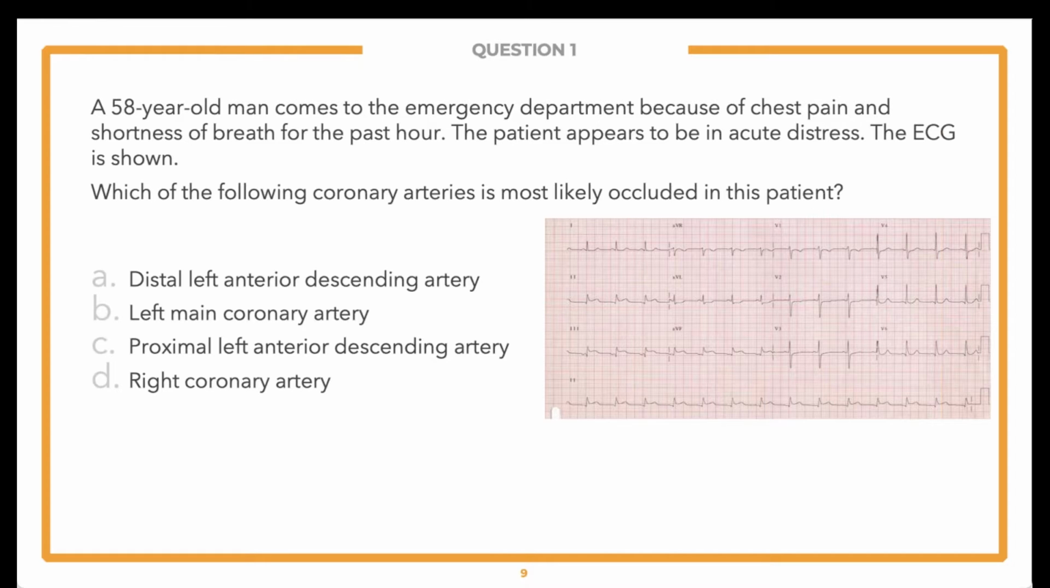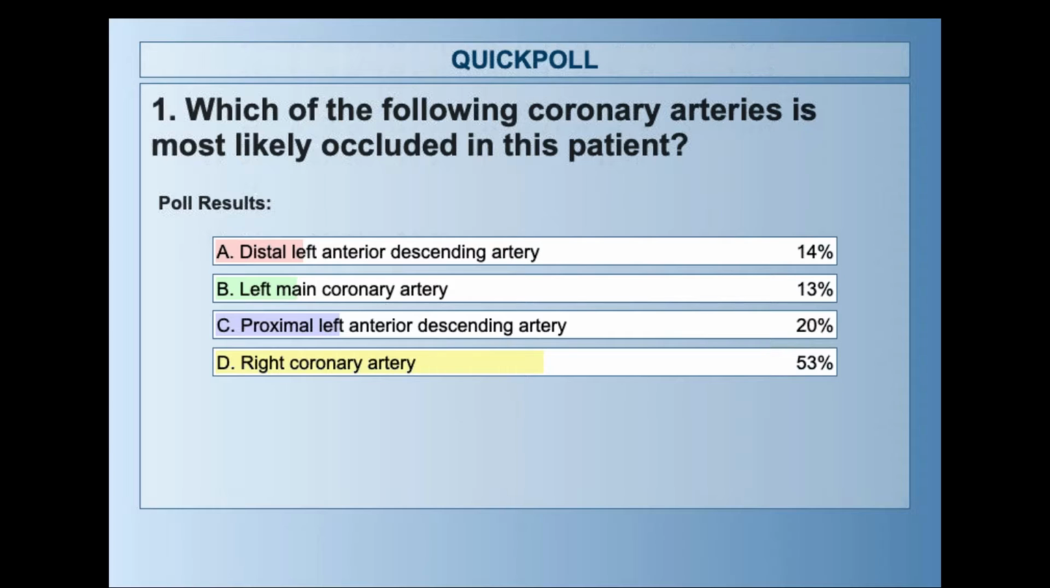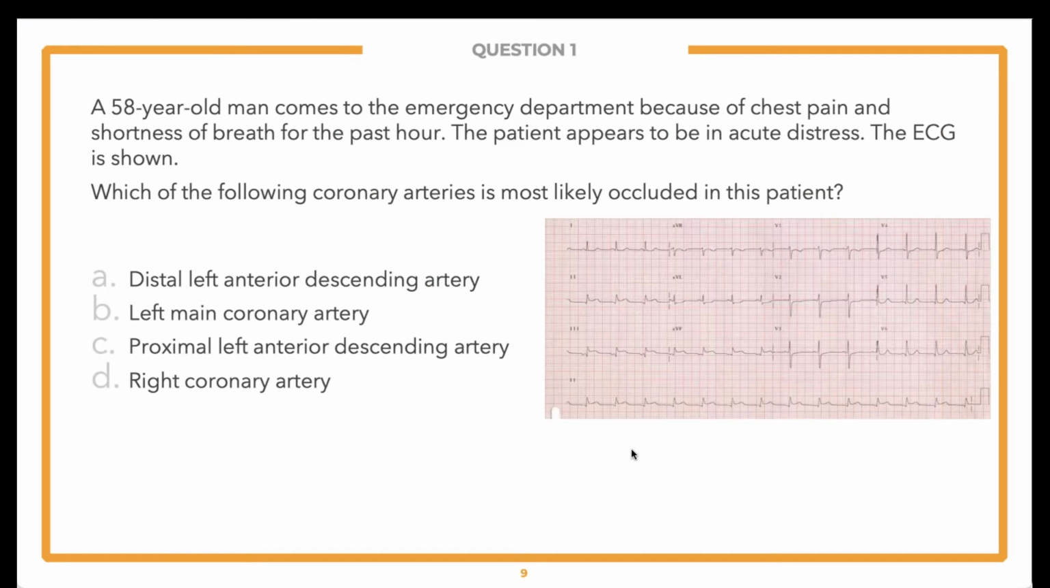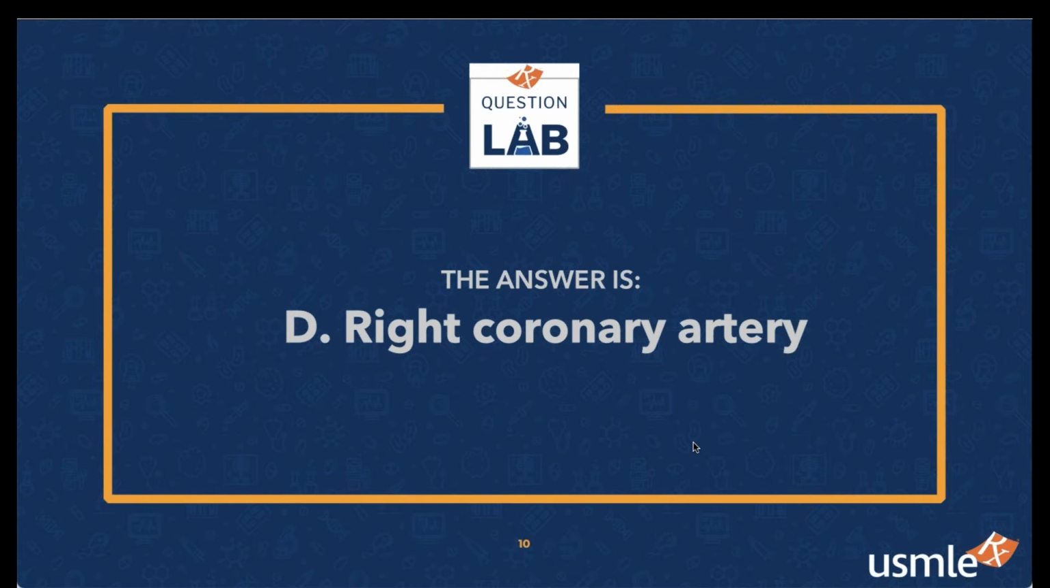Okay, so right out of the gate, over 50% of you went with answer choice D, the right coronary artery. About 20% of you went with the proximal left anterior descending artery, and then B and A split the third place spot on the podium. Okay, so interesting. Looks like we've got a strong contender. Let's hide the results and share the answer. And the answer for question number 1 is indeed answer choice D, the right coronary artery.